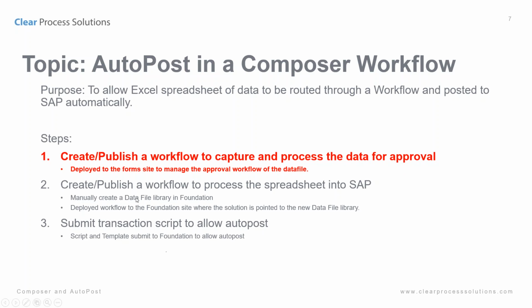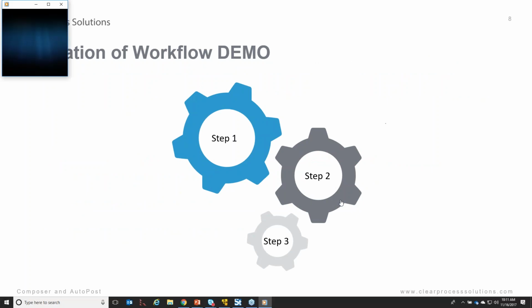We're going to manually create a data file library in Foundation, and then we're going to create one more workflow that's going to manage anytime something gets dropped into that library. It's going to kick off a workflow that's going to auto post that data. Okay, so let's go into step 2.